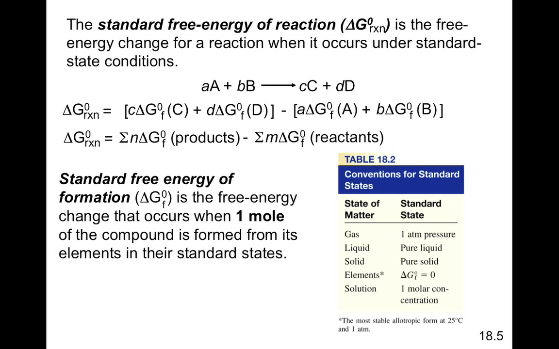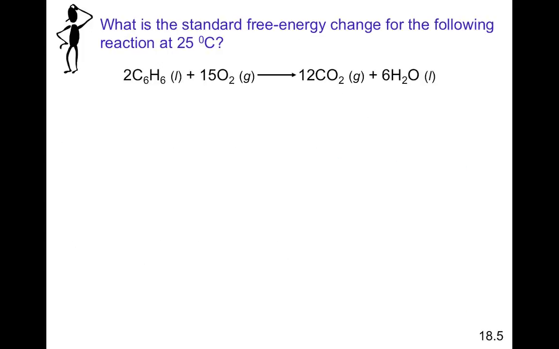So standard free energy of formation is our delta G F. It's the free energy change that occurs when 1 mole of a compound is formed from its elements in standard states. Really all that means is it's the delta G values from your textbook, which I think is Appendix 3. Any element in its stable form is 0. It's not uncommon for you to look up some delta G's of solids or gases and find that a few of them have a 0.